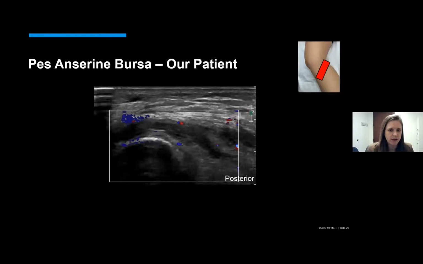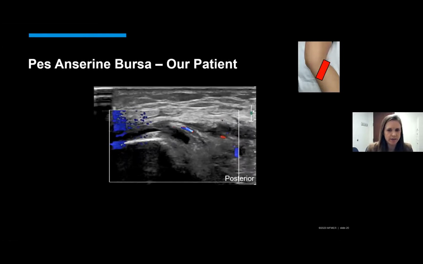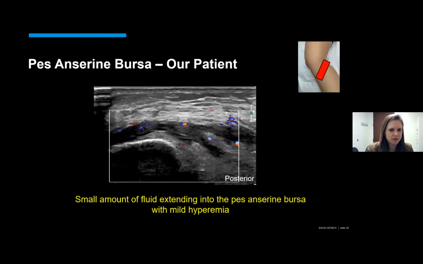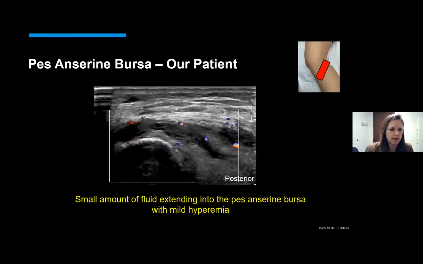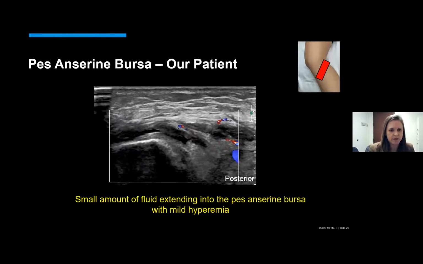In this same patient, we're now again in an oblique sagittal plane over the pes anserinus bursa, and we can see anechoic fluid and edema within that pes anserinus bursa with increased flow on Doppler. That's what we described in our report: a small amount of fluid extending into this bursal region with mild hyperemia.